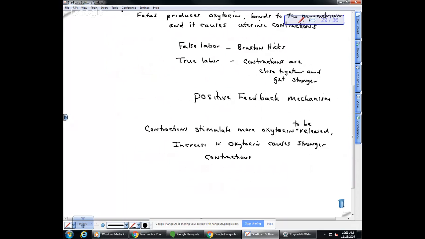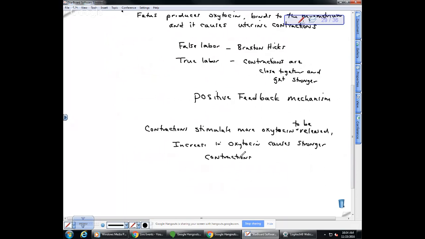So in this case, it's positive because the response actually increases the stimulus, right? So it's not a negative feedback because we don't want homeostasis to be maintained. We want the contractions to build and get stronger until the baby is forced out of the uterus, okay?